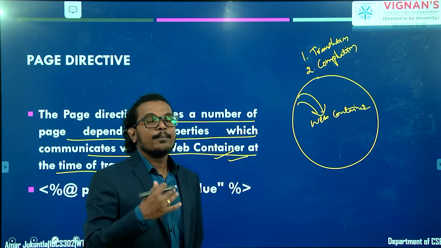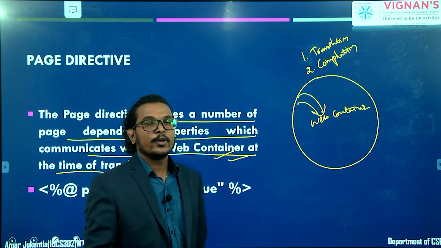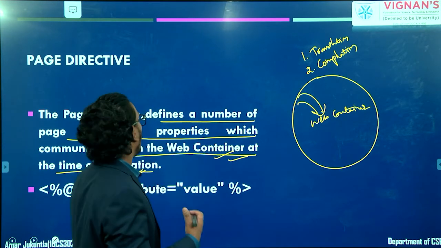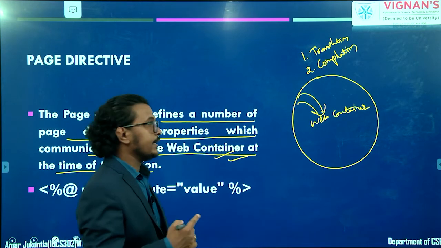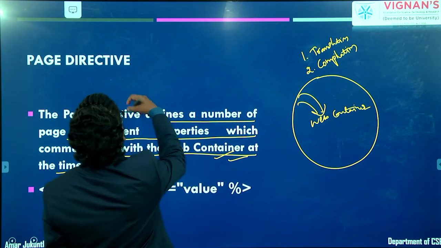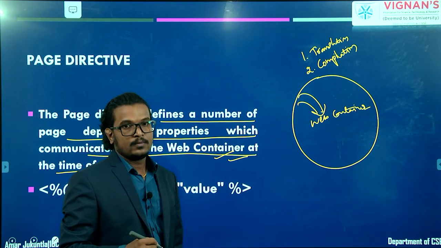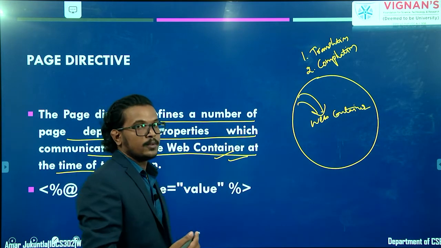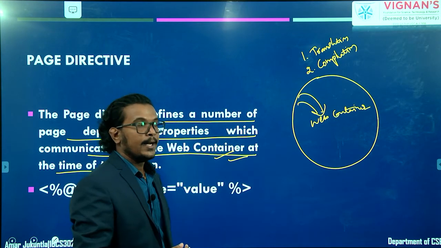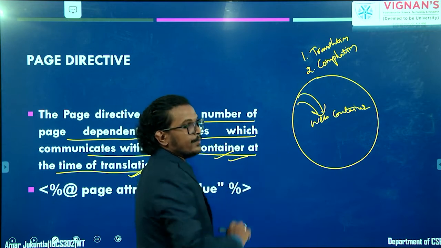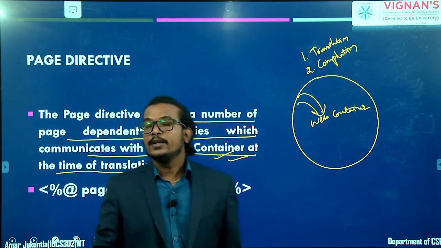Okay, so what are the properties required for communicating to the web container? All those properties are defined at the page directive, in the translation phase. Clear?